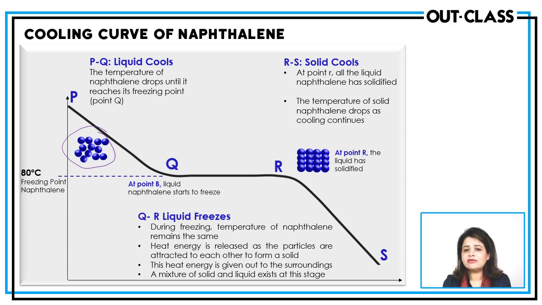Till all the liquid naphthalene has changed into solid naphthalene, the freezing point will stay at 80 degrees Celsius. It will not change. Remember, whatever is the melting point, that is the freezing point too. And once the whole naphthalene has converted into solid state, then its temperature will decrease further.